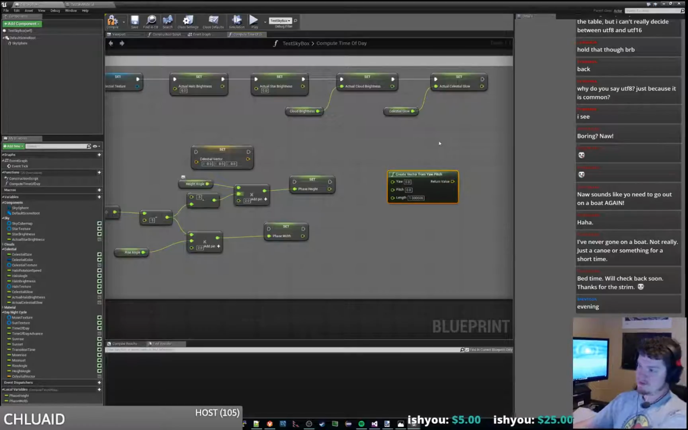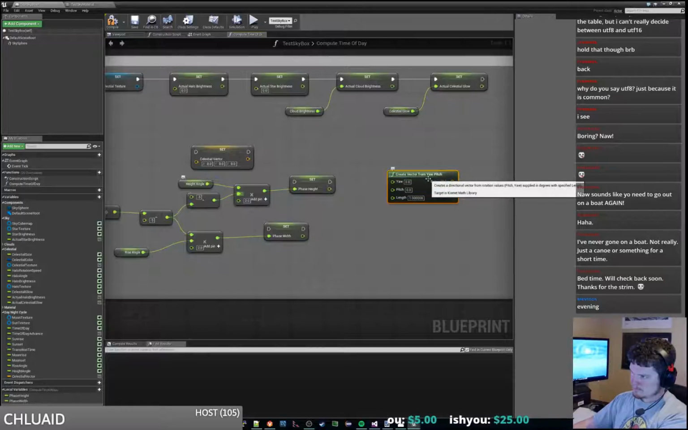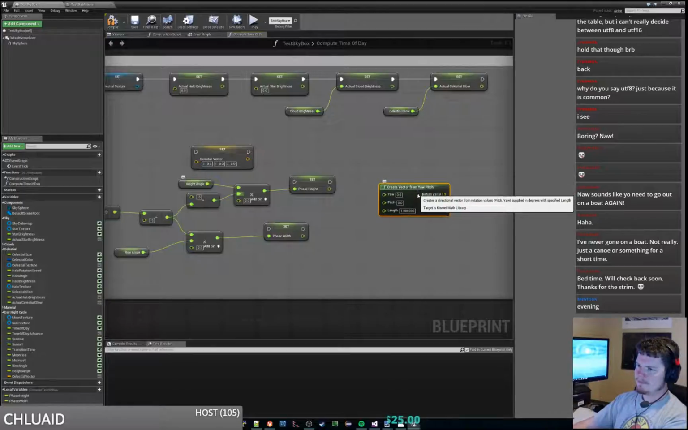I mean, we could also do this yaw pitch sort of thing. Maybe that's all we need is this yaw pitch sort of thing with a length, and just be like, we're good.